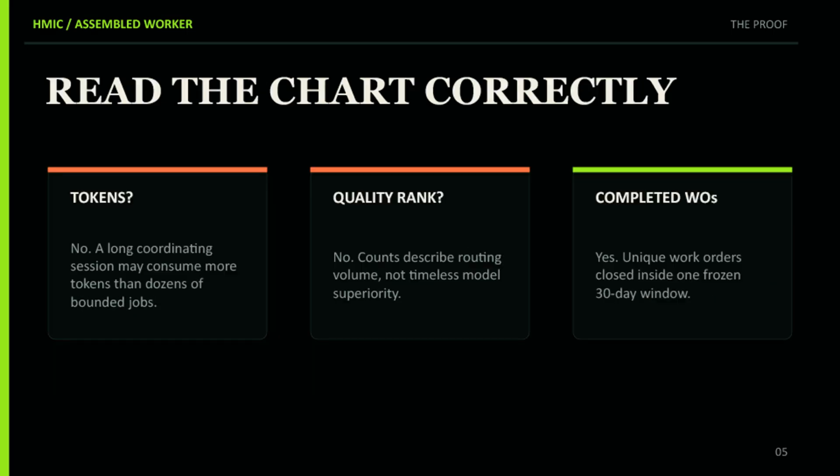Before reading the bars, one clarification. These counts are completed unique work orders. They're not tokens consumed, not intelligence scores, not leaderboard rankings. Routing labels describe the seat the job was sent to, inside this specific 30-day window, nothing else.